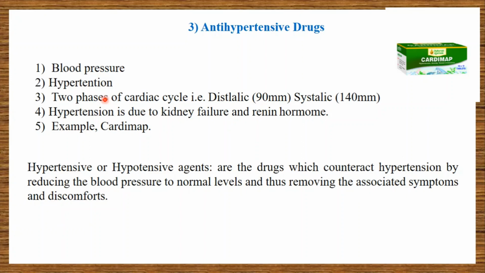There are two phases of the cardiac cycle: diastolic, which is called the relaxation phase, and systolic, which is called the contraction phase.